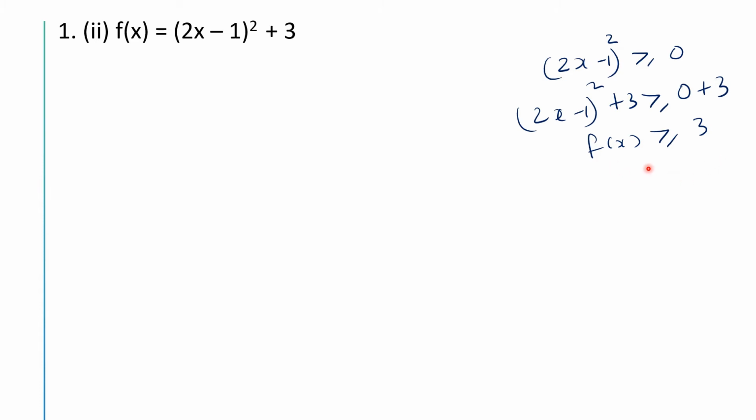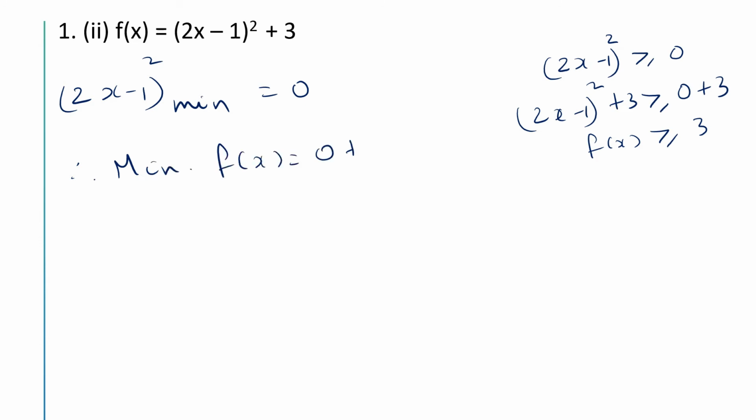Here f(x) greater than or equal to 3 means it can take those values from 3 and beyond 3. So (2x minus 1) the whole square, the minimum of this function is 0. Therefore, minimum of f(x) is equal to 0 plus 3, which is equal to 3, and no maximum value.